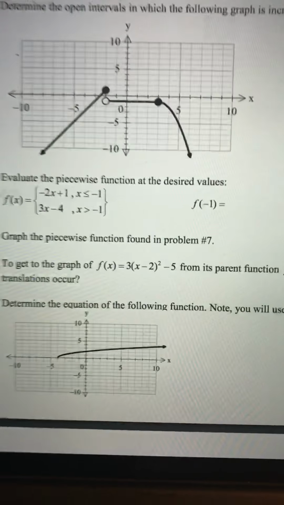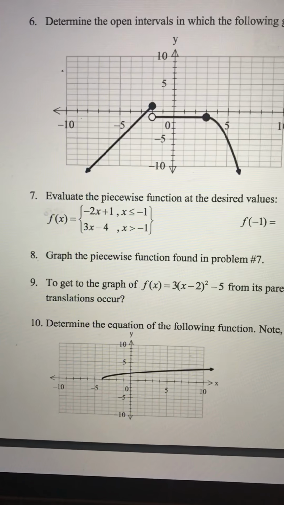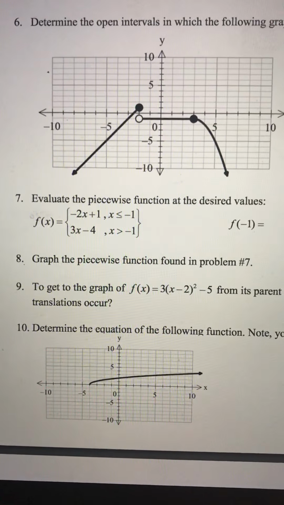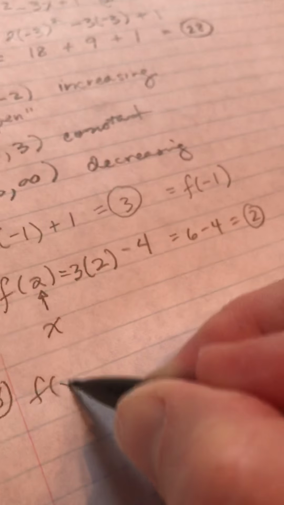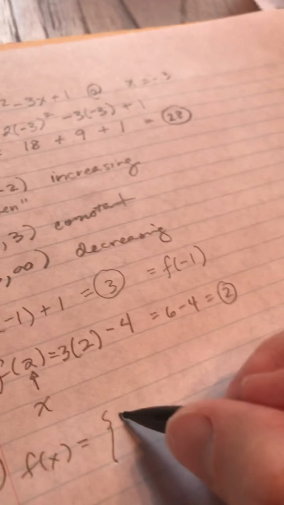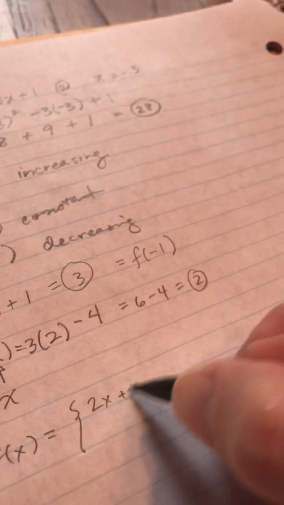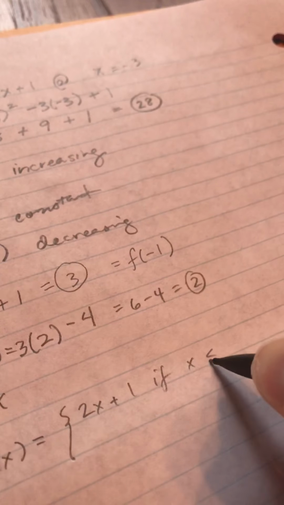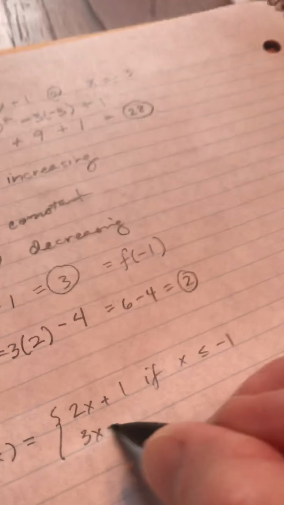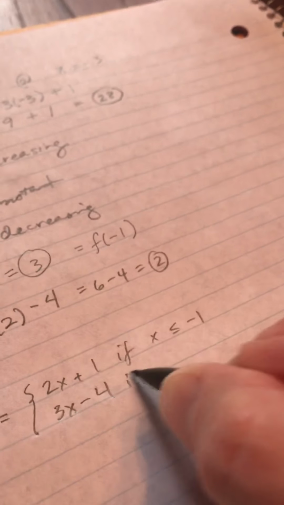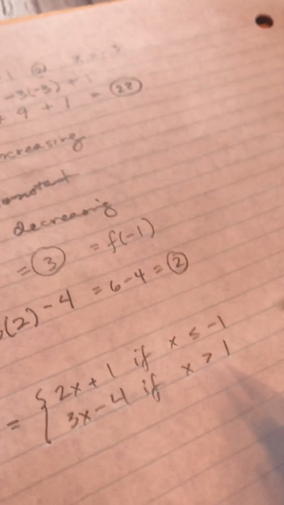All right. Number 8, graph that piecewise defined function. Okay, so now I need to write it down. I probably should have written it down before. We've got f of x equals 2x plus 1 if x is less than or equal to negative 1, and 3x minus 4 if x is greater than 1.